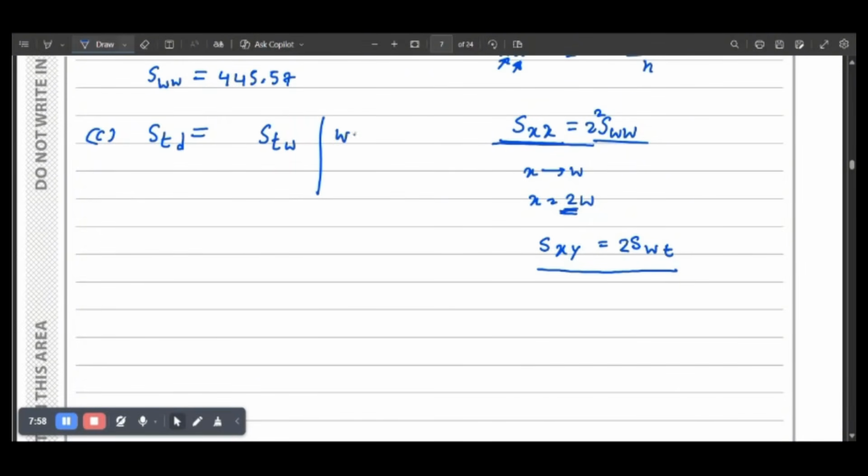We know that w is equal to 1.5d. So d equals w divided by 1.5. Now to convert w from here to here, we have to divide STW by 1.5.